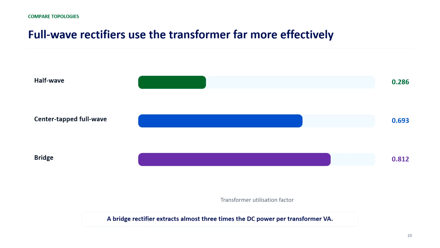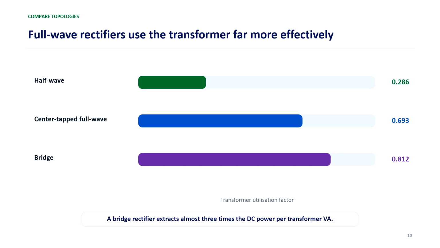The half-wave circuit achieves about 0.286. A center-tapped full-wave rectifier, which you will study later, improves this to about 0.693. A bridge rectifier, which you will also study later, reaches about 0.812. In other words, the bridge extracts almost 3 times as much DC power per transformer VA as the half-wave circuit. This is a major reason full-wave topologies dominate practical transformer-based power supplies.